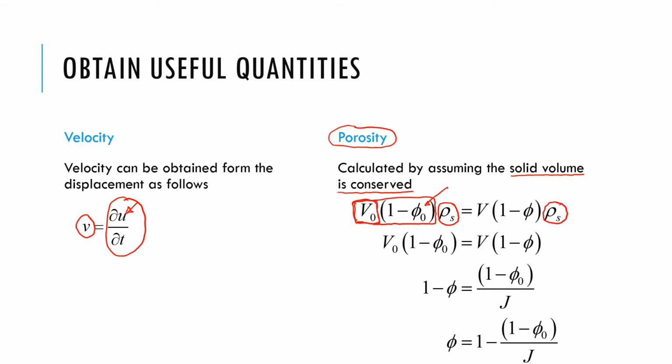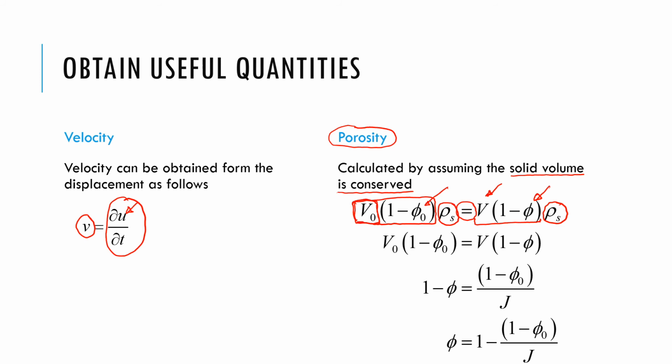So at any other time during the process, let's say the total volume of the food is V, and its porosity at that point is phi, which is what we are interested in, then V times 1 minus phi is the volume of the solid phase, and then it stays the same. So these two are equal.